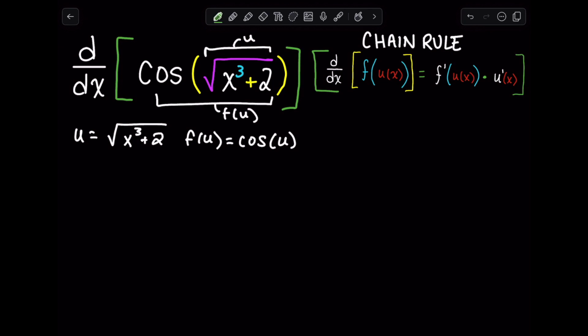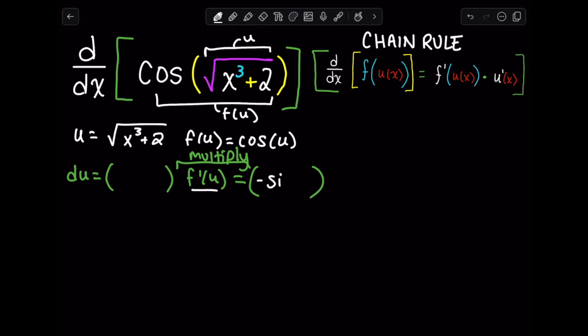So as we recall from the previous video, to use the chain rule, we just need to derive u and derive f of u and multiply these two values together to obtain the derivative of the problem statement. So we can easily define f prime of u as negative sine of u. But deriving u isn't so simple. We'll notice that this is actually a composite function itself.